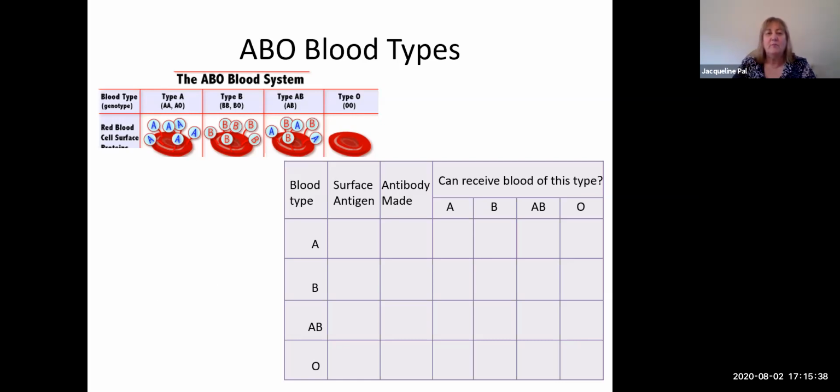Okay, so type A has surface antigen A. You made anti-Bs. So can you receive A? Well, it's the same as you, of course. Can you receive B? Well, you're making anti-Bs. So no, you can't get B. Can you receive AB? Do you see the B in AB? Well, you're making anti-Bs, so you can't get blood that's AB. And can you receive O? Yeah, of course, because you're only making anti-Bs and O's have nothing.